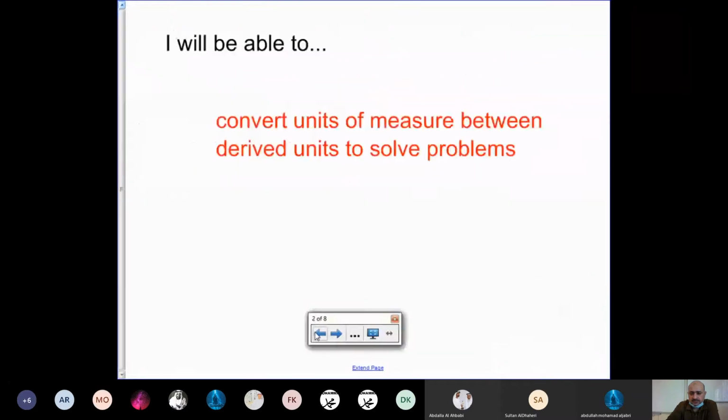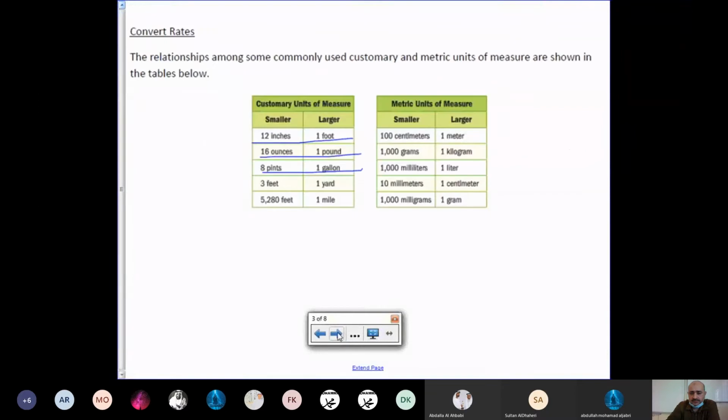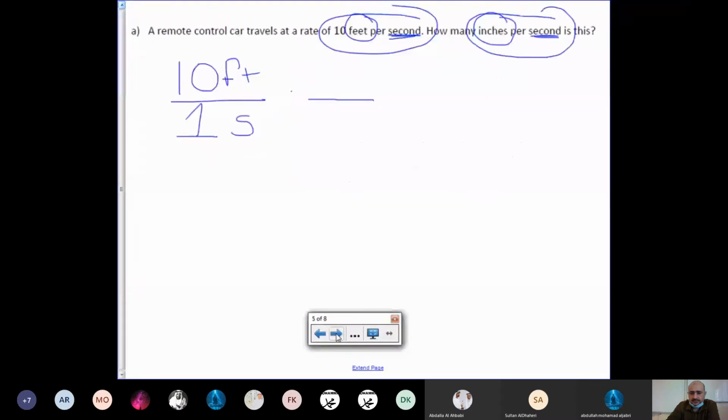So if we look back at our table, 12 inches equals 1 foot. Okay, so I know I'm going to use 12 inches equals 1 foot, but the question is what goes where in our new fraction? Because I want to get rid of feet, and feet is in the numerator here, I'm going to put feet in the denominator. Because what happens is those feet will cancel out.